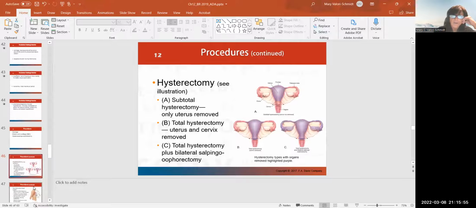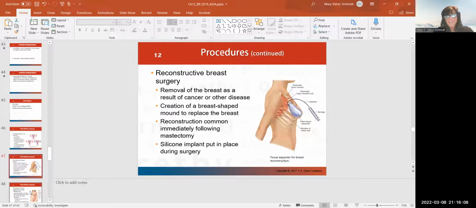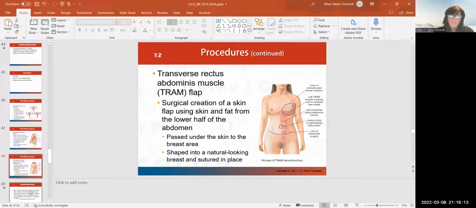A hysterectomy is where they're removing either the uterus or the uterus and the cervix and the ovaries and the tubes or any portion of those. Reconstructive breast surgery is usually done after a mastectomy because of cancer. A TRAM flap is a surgical creation of a skin flap using skin from the lower half of the abdomen. It actually takes part of the abdominis muscle, the muscle of the abdomen, and uses it to make a more natural looking breast.